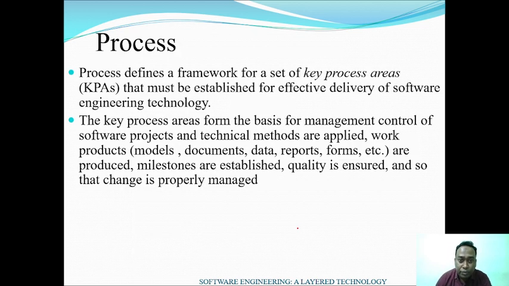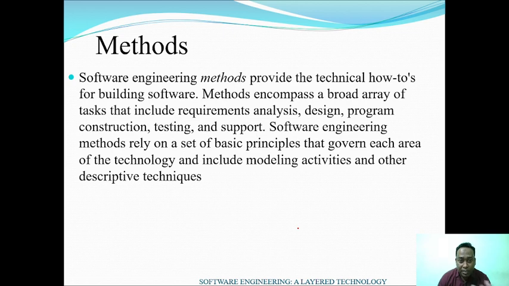What is the process in software engineering? The process defines a framework for a set of key process areas. They must be established for effective delivery of software engineering technology. The process is used to model the documents, data, reports, and milestones, establish quality, and ensure that changes are managed properly, which is the basis of management.